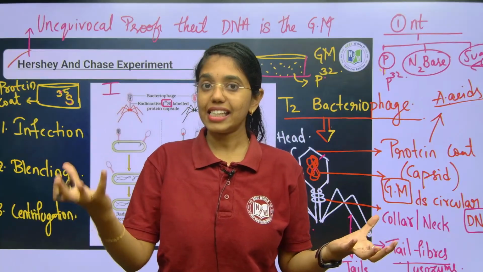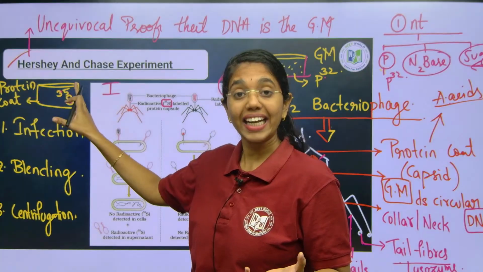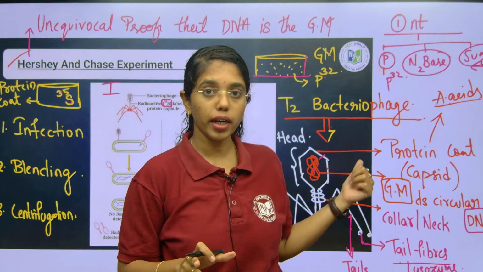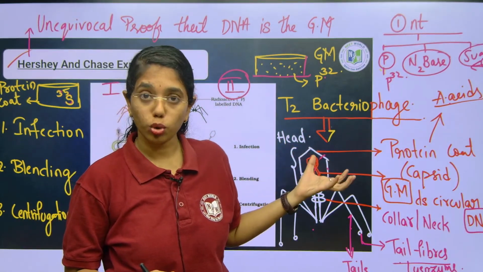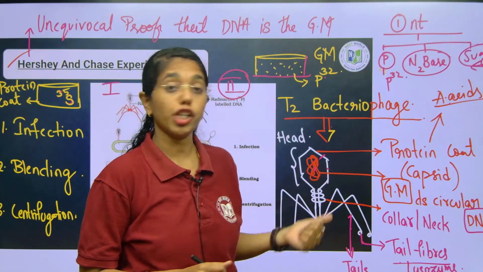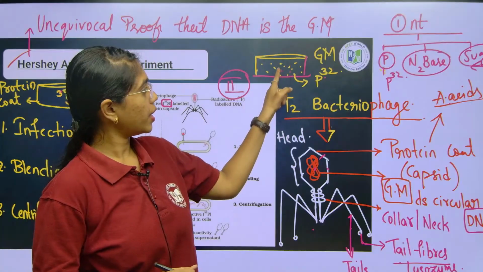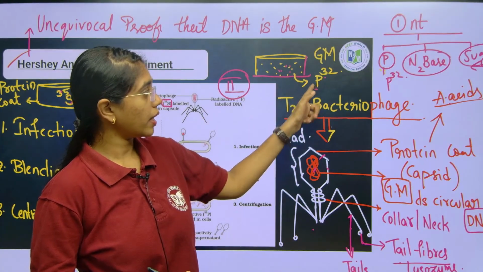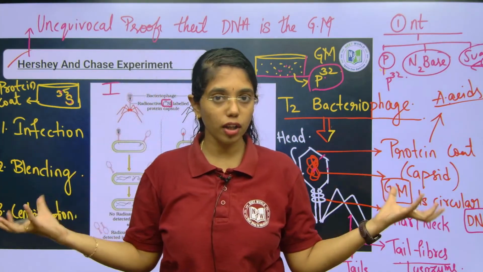To the first culture plate, S35 radioactive isotope is integrated into the protein coat, got it? This is the second culture plate. Here the radioactive isotope is integrated into the genetic material, that is P32, got it? The genetic material is here P32, which is integrated. You are clear on this too, right?